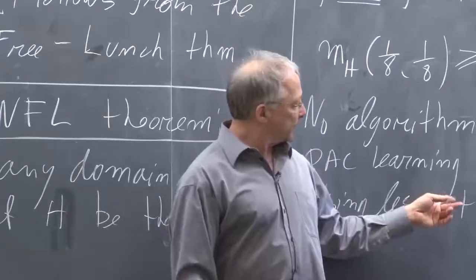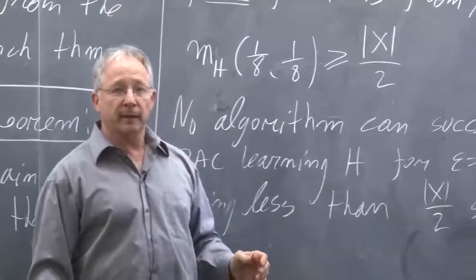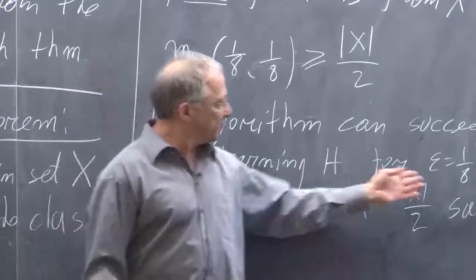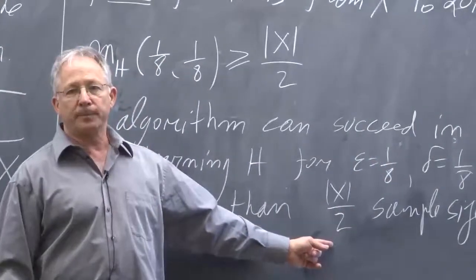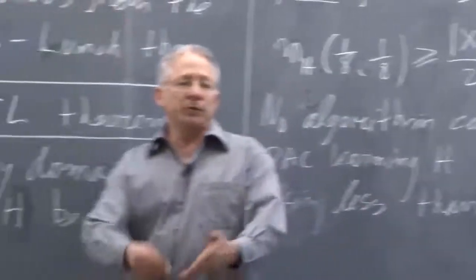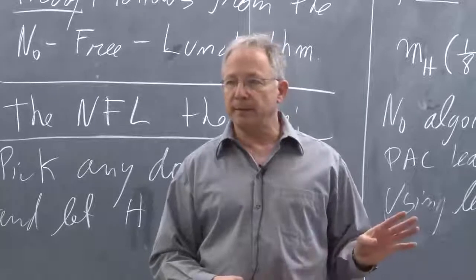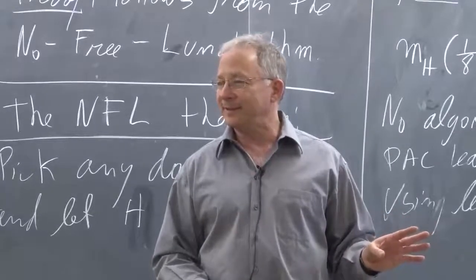And now what we're saying here is, if H is the class of all functions over the domain X, then you cannot do much better than memorization. If you want to achieve some reasonable accuracy, you need to see at least half the points. So you almost just memorize. Okay? Does that make sense? Does it look similar to the theorem that Hassan was stating?